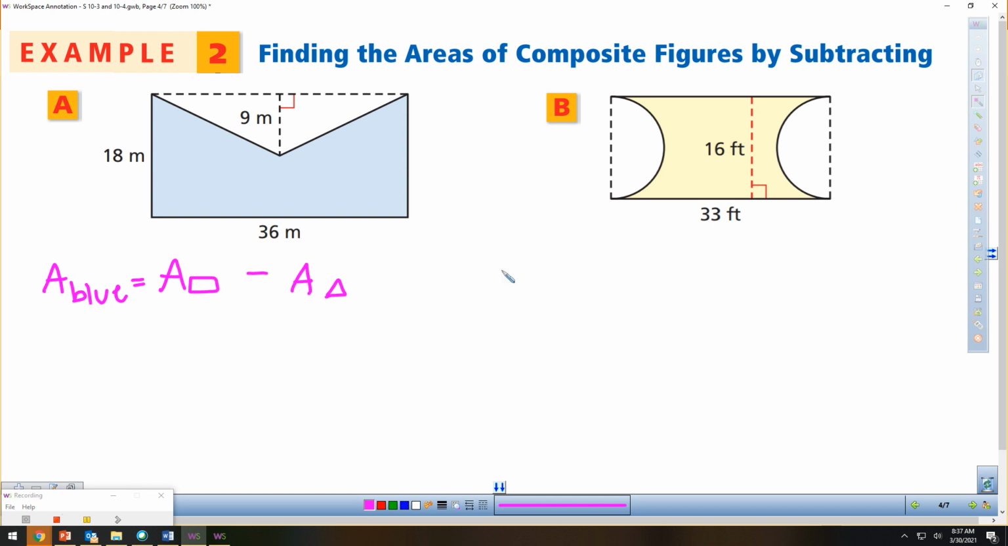Anybody confused on why I'm doing this? Okay, because I want only this area, so if I find the whole thing and take that out, I'm left with just the blue. So the area of my blue figure, what's the formula for the area of a rectangle? Base times height. Minus my area of a triangle. What's the formula for the area of a triangle? One half base times height.